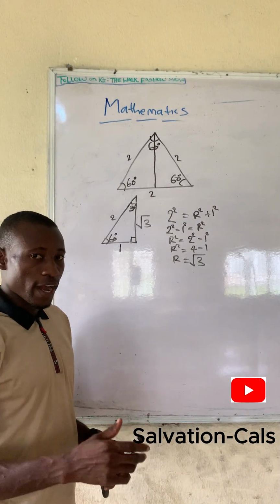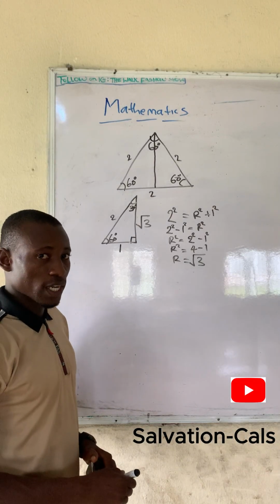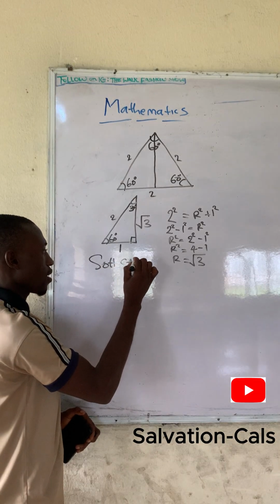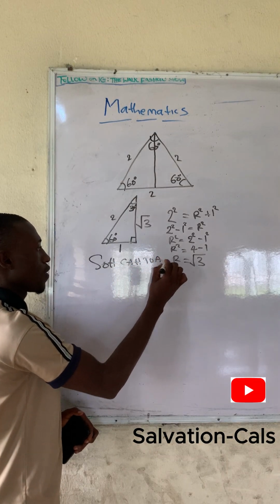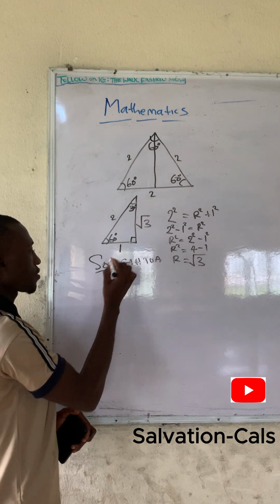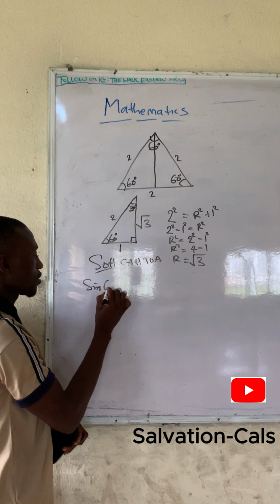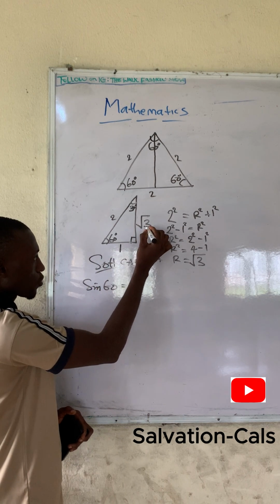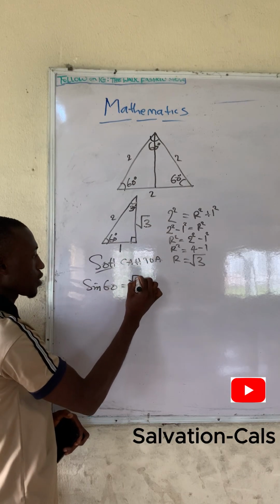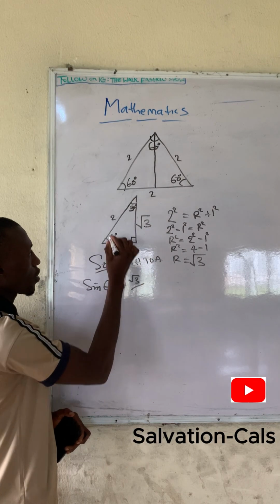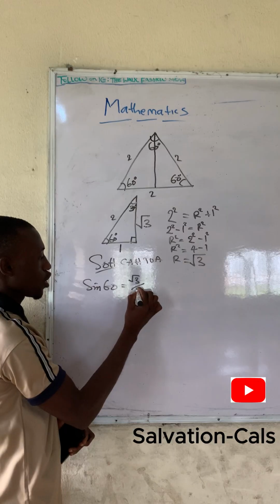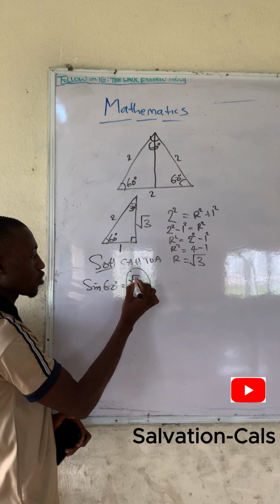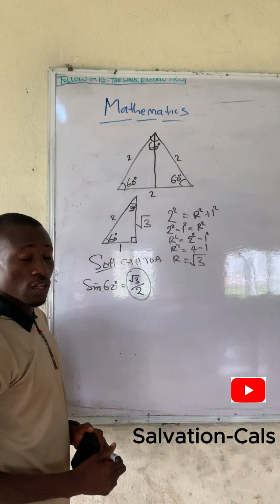Now, if you are asked to find sine 60 or sine 30, let's say, SOHCAHTOA, right? SOHCAHTOA. Now you are asked to find sine 60. Sine 60 is equal to opposite. This is opposite of this angle. So we have root 3 over the longest side, which is hypotenuse 2. So you can now say that sine 60 is the same thing as root 3 over 2.